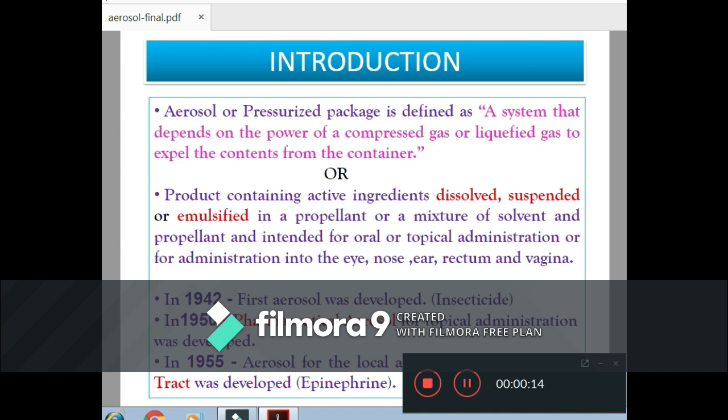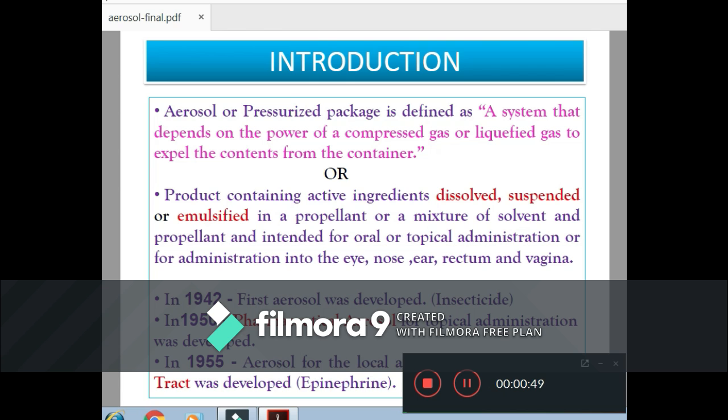Basically, aerosols are called pressurized package devices or pressurized systems, because inside the aerosols we are adding all the contents under high pressure. That's why they are called pressurized devices. They can be defined as a system that depends on the power of compressed gas which is filled inside the container of the aerosol, or liquefied gas to expel the contents from the container.